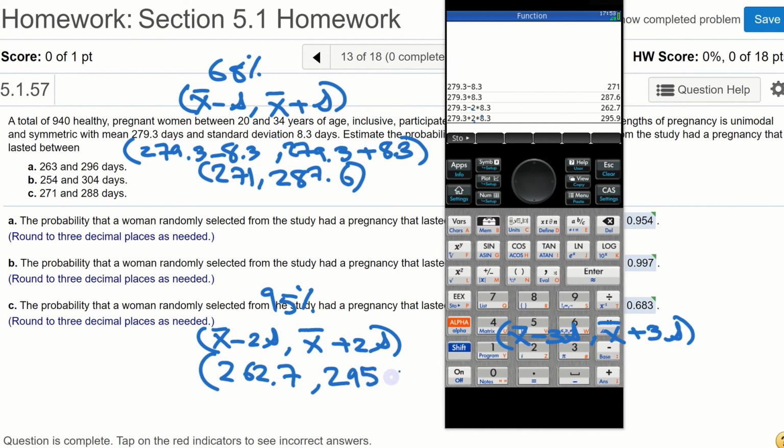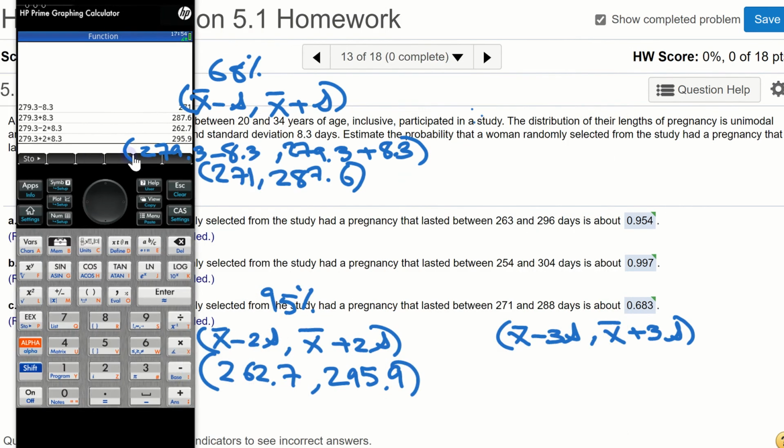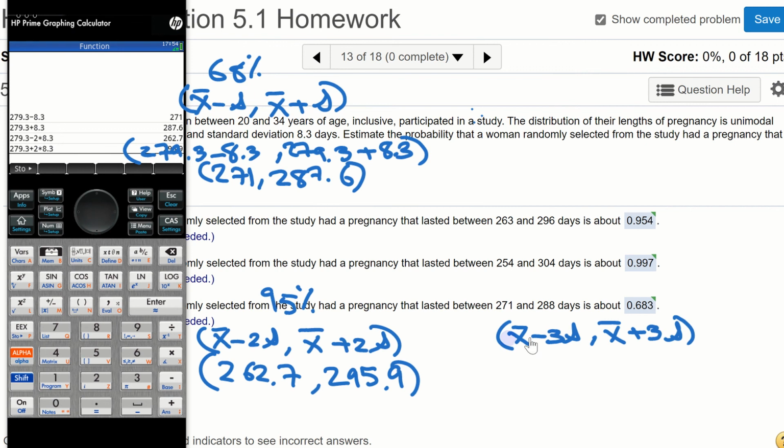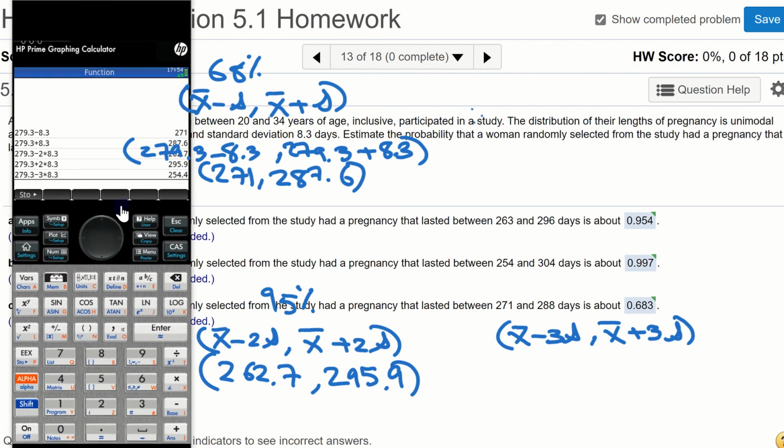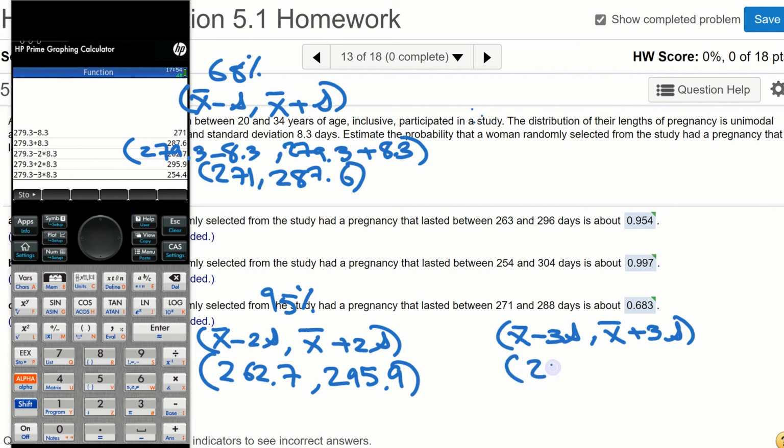Now for the last one, we're going to do all that again, except we're going to do it with 3s. So basically I'm going to copy that and change that 2 to 3. Different calculators do this differently, but I just happen to use this nice HP calculator today. So 254.4. I like to mix it up for you so you can see different possibilities.